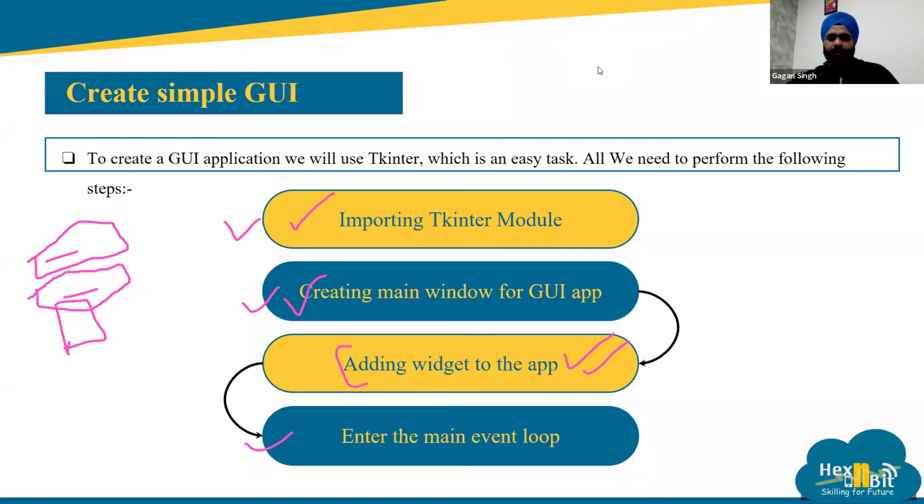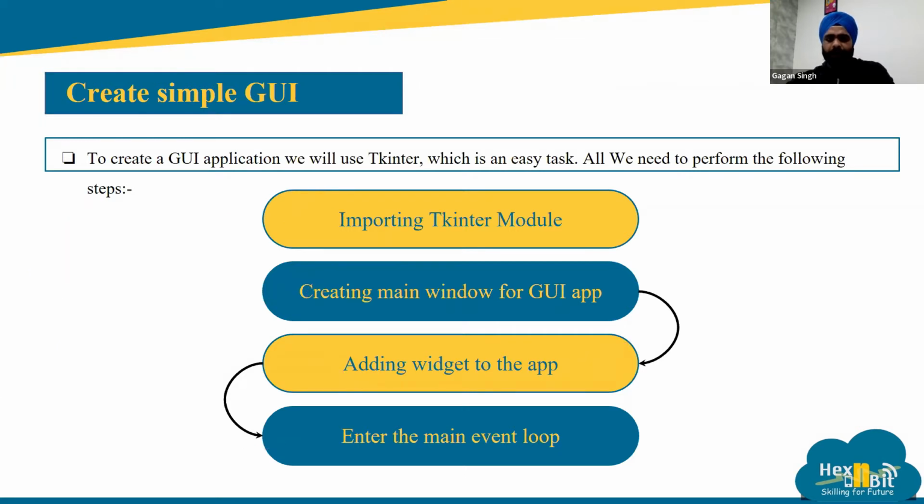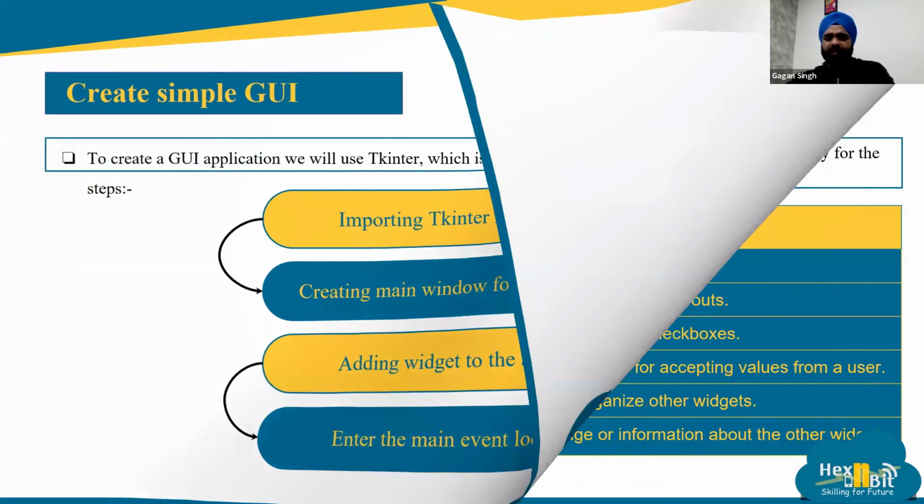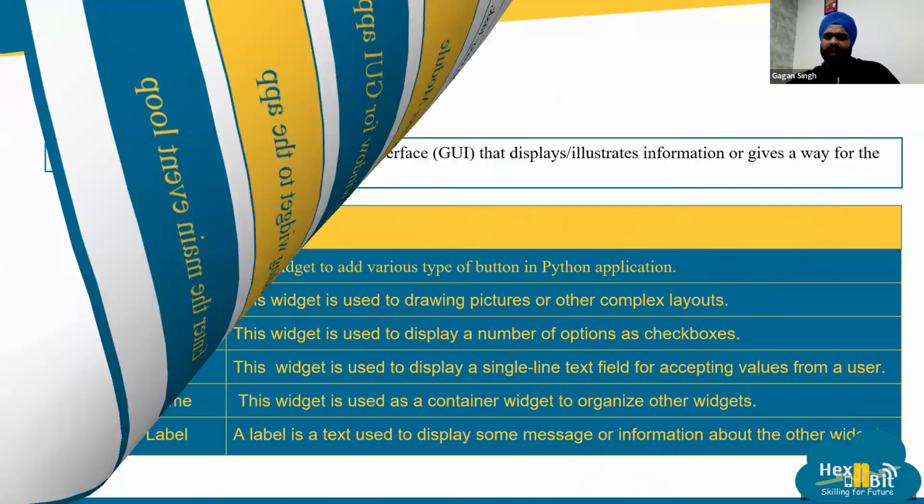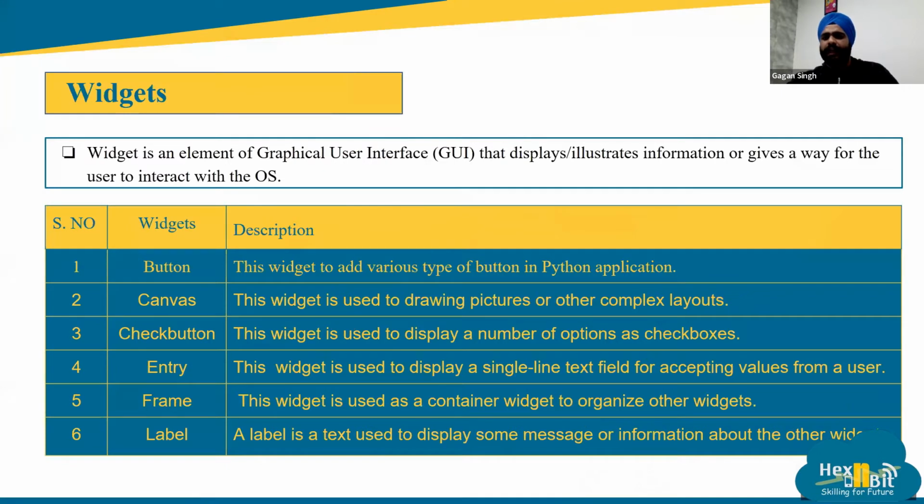Right. So these were the steps related to the GUI. Then after this comes widgets. So there are a lot of widgets, like 19 to 20 widgets. But in today's session, I'll just give you a brief about some relevant ones, though we are not going to use all of them in today's session.